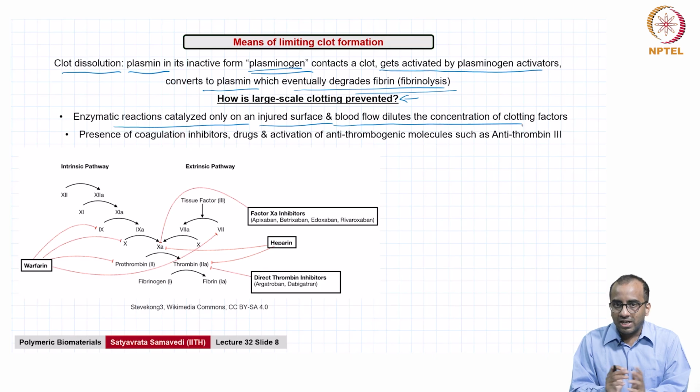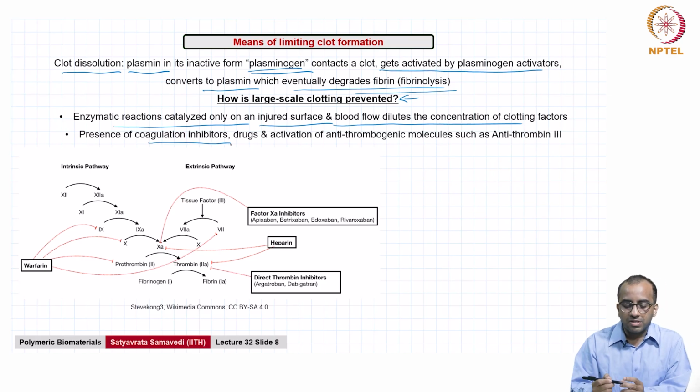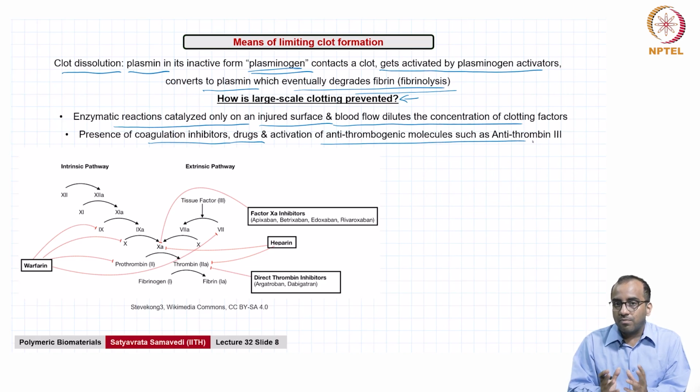So, now you can understand why in vitro studies under static conditions without flow can give you certain types of results, but it is very difficult for you to extrapolate them to understand the role of clots and thrombosis in real life in vivo scenarios. Of course, when there is a biomaterial implanted, you have to have coagulation inhibitors, drugs, or from a design perspective, you can also have anti-thrombogenic molecules such as antithrombin 3 that get activated because of heparinization, and we will look at that in just a bit.